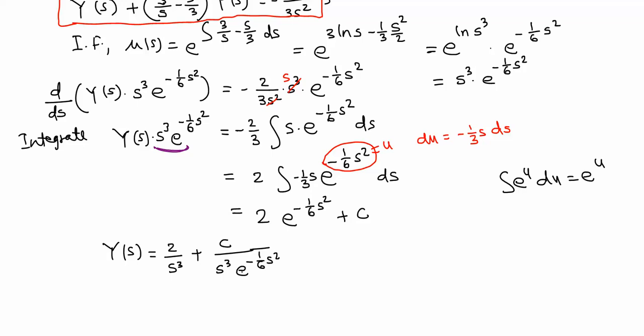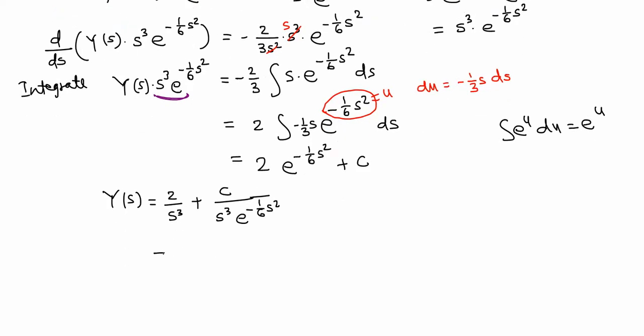So e to the negative exponent, let's take this to the top so that this becomes a positive exponent, so that is 2 over s cubed plus c e to the negative 1/6 s squared over s cubed. Oh, this negative, when we take it to the top, becomes positive. Now this is the Laplace transform of little y, and we are supposed to find y. Now we take the inverse Laplace on both sides, we get y.